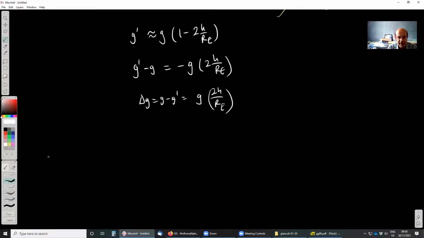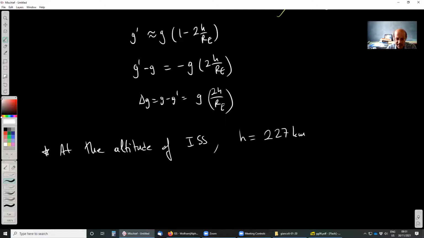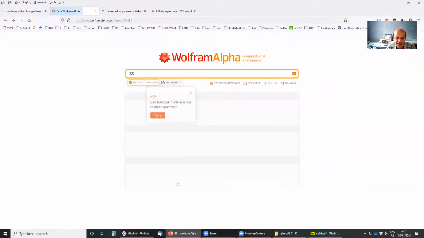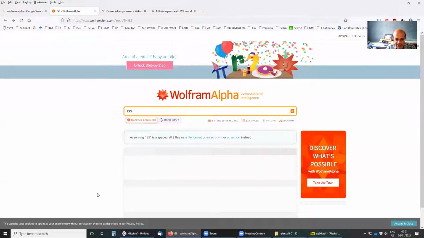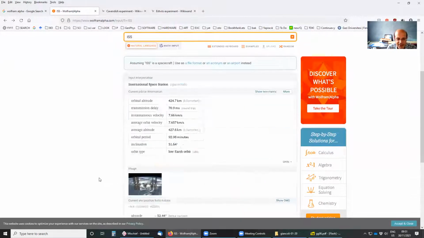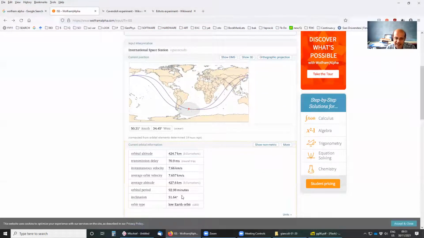So in any case, at the altitude of the International Space Station, basically h is 227 kilometers. The value was changing actually. I can refresh this page and probably you're going to read a different figure in here because the altitude changes continuously. Let's see the new altitude now. This time it's like 425, whatever.